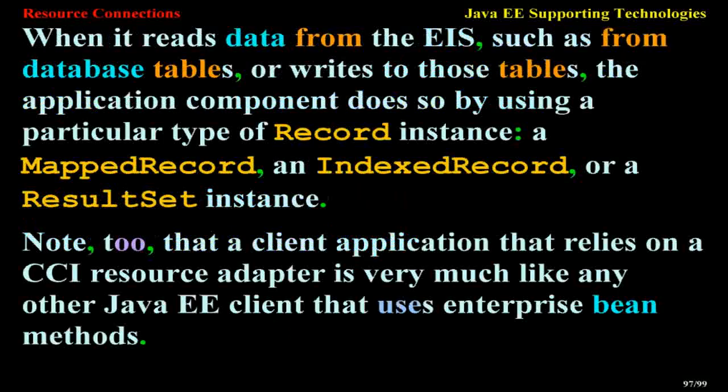When it reads data from the EIS, such as from database tables, or writes to those tables, the application component does so by using a particular type of Record instance: a MappedRecord, an IndexedRecord, or a ResultSet instance. Note, too, that a client application that relies on a CCI resource adapter is very much like any other Java EE client that uses enterprise bean methods.